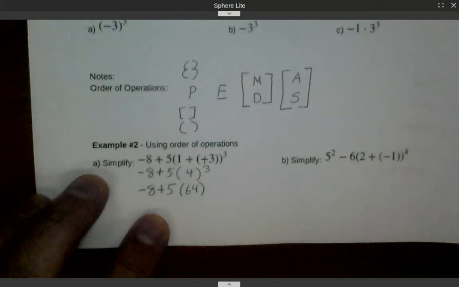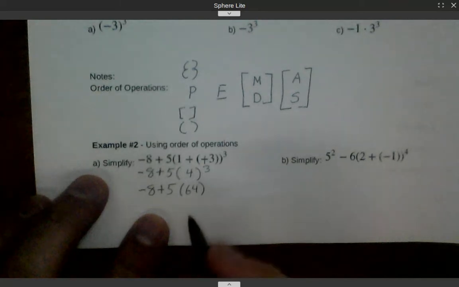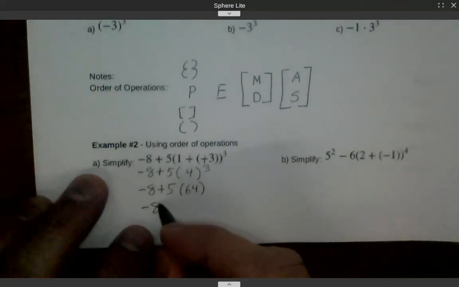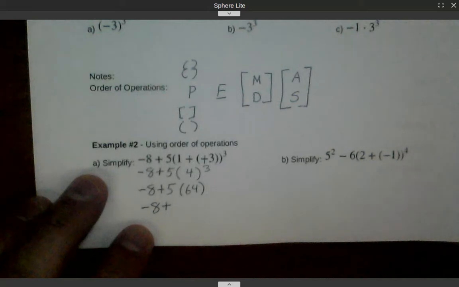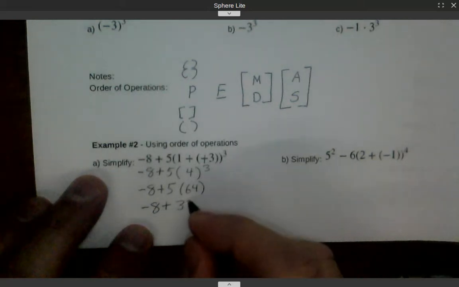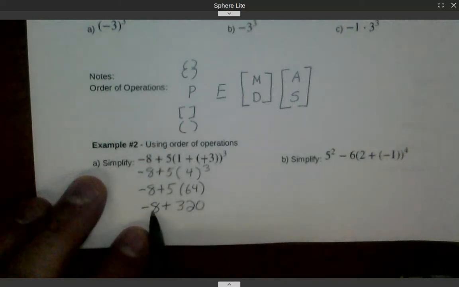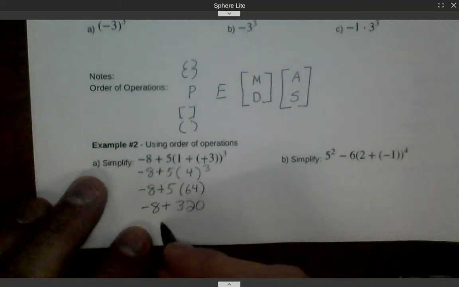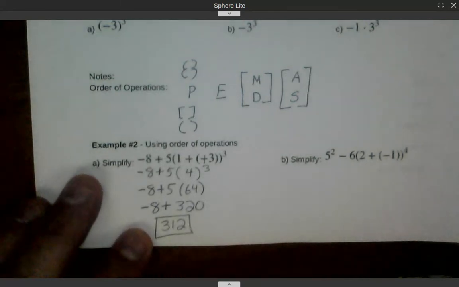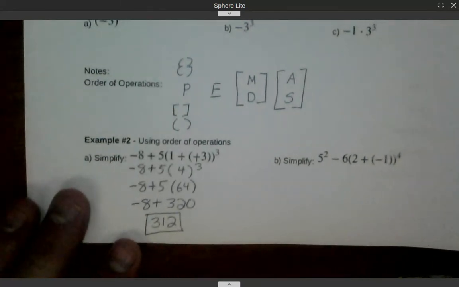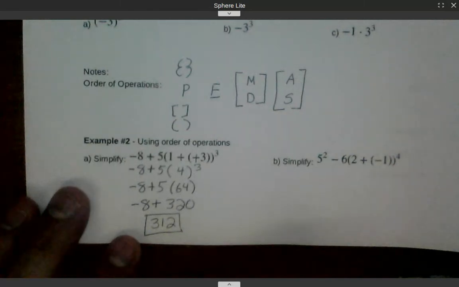Next, what we want to do is multiplication. So negative 8, and I'm going to take 5 times 64. I'm going to use my calculator, and if I do that, I get 320. And then negative 8 plus 320 will give me 312. Again, don't be afraid to use that calculator to make sure that you get all the right numbers.